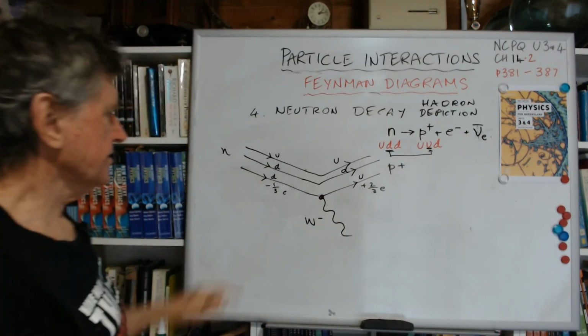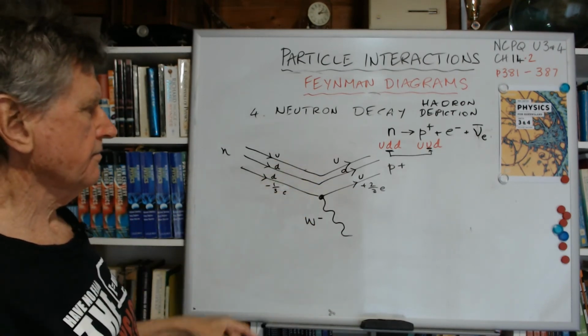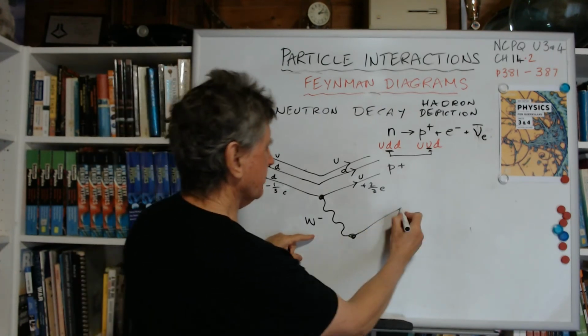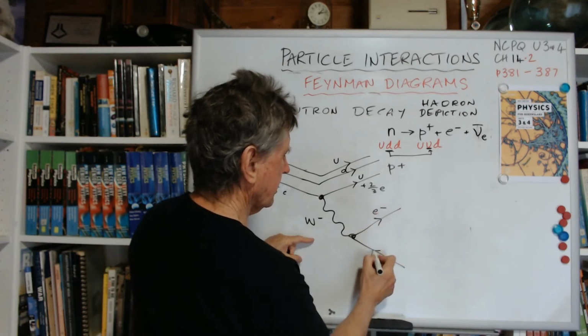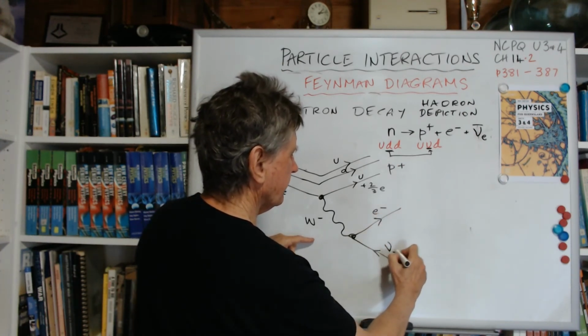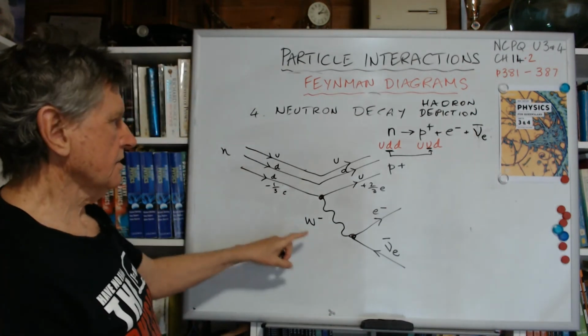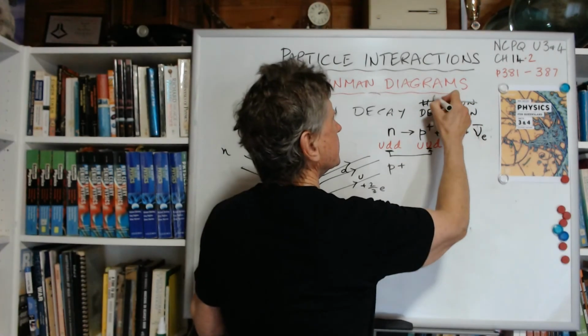So the W minus now splits up into 2. Again, it's the E minus and the electron antineutrino, and again it's going backwards in time. Now this one is your quark depiction, or quark notation is another way of saying it.